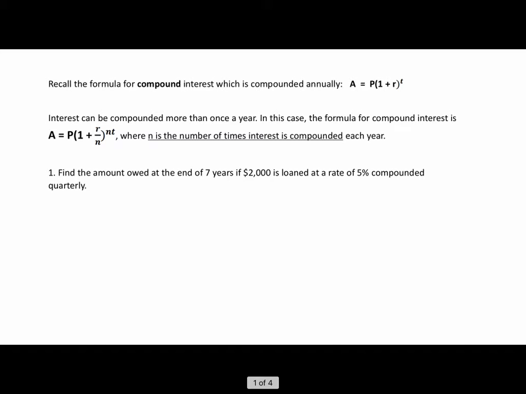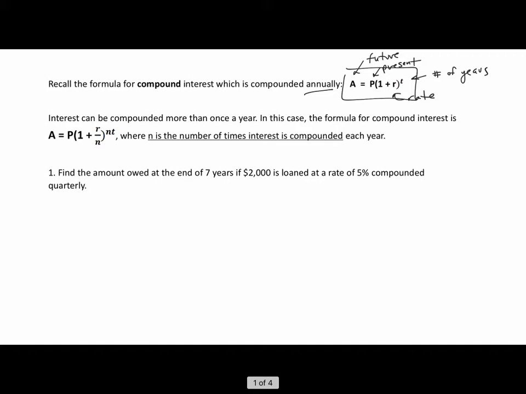Recall the formula for compound interest, which is compounded once a year, so that's annually. A equals P times 1 plus R to the T. So A is the future amount, P is the present amount, R is the rate, and T is the number of years.